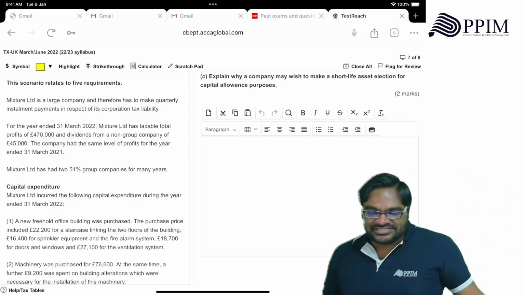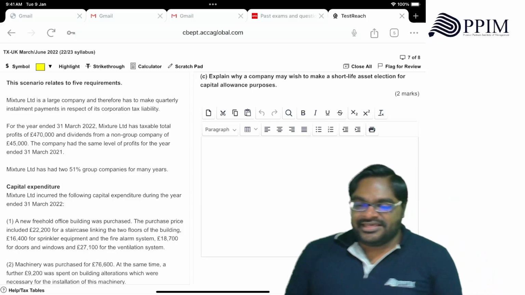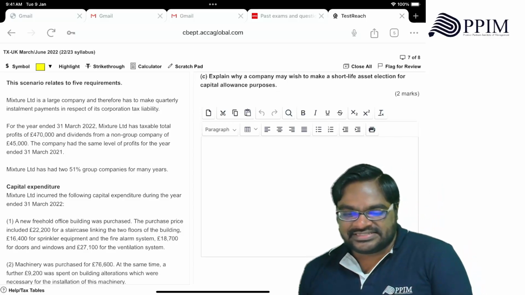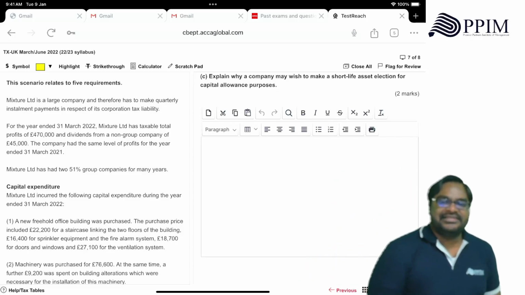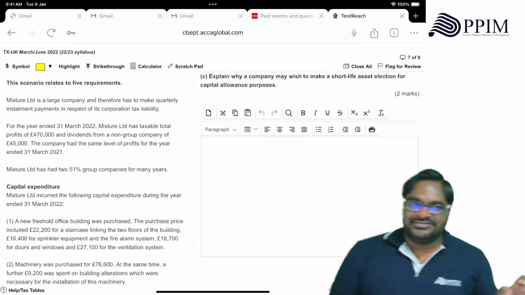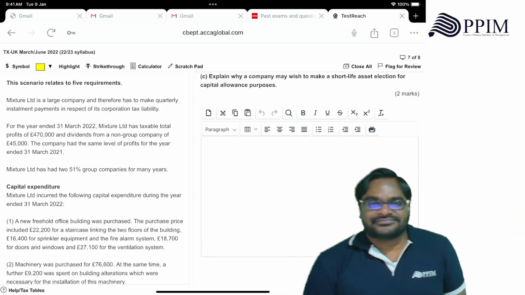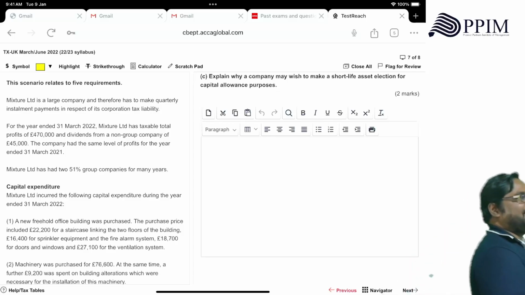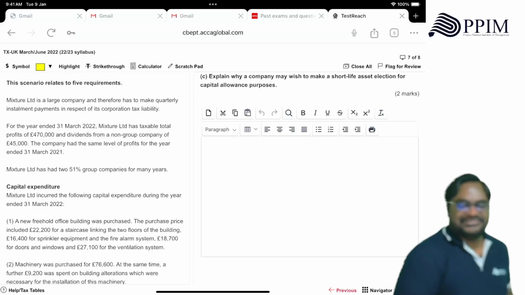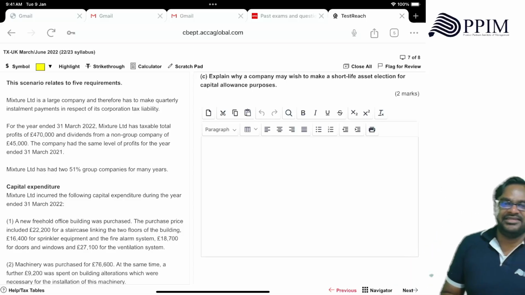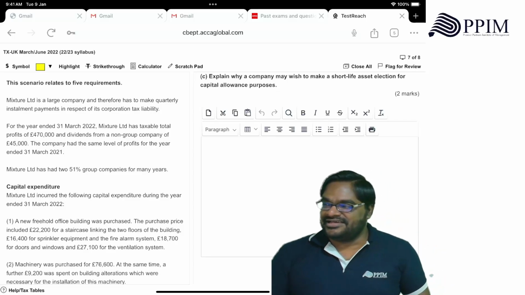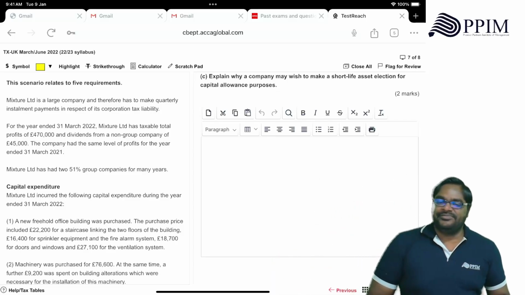Right, guys, let's quickly finish off this paper. 2 more marks. Explain why a company may wish to make a short life asset election for capital allowance purpose. 2 marks. This we discussed in the class. Short life asset we discussed that is equal to depooling as well. And when it is benefited and why should you go for that, we discussed in the class as well. So straight away the question is there. 2 marks. Please quickly give me the answer.